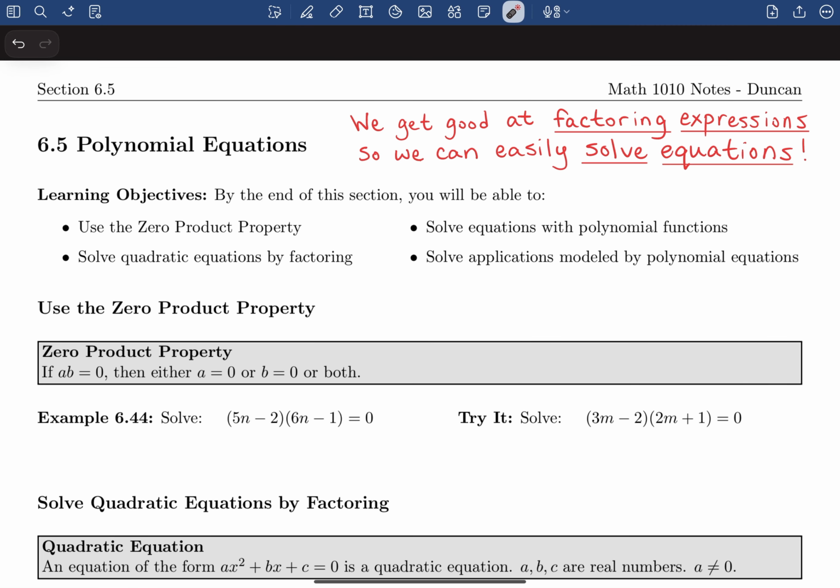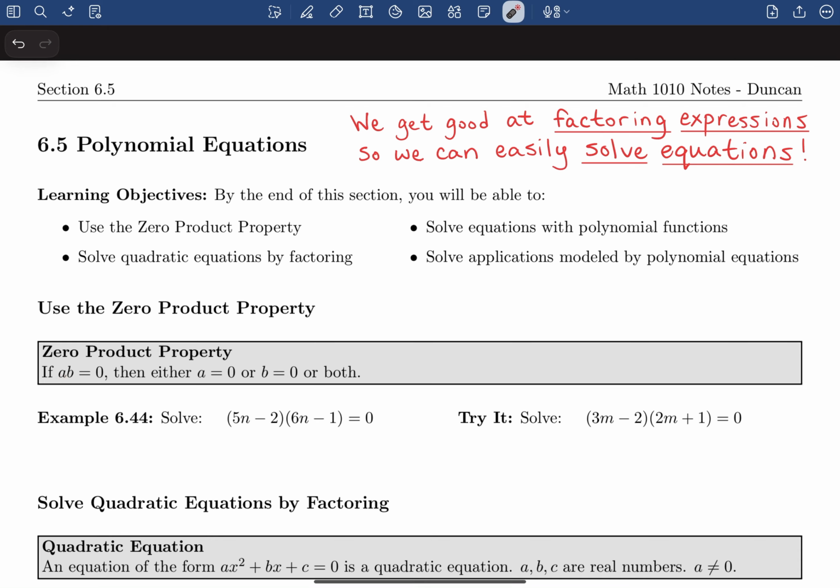Okay, with those factoring skills, we can now solve equations, and that's the objective today, is to solve polynomial equations. And to do it, we're going to need to use the zero product property, so let's discuss that. The zero product property says if a times b equals 0, then either a must equal 0, or b must equal 0, or both equal 0. All right? So if I have two factors that are multiplied together and they equal 0, then the first thing is either 0, or the second thing must be 0, or they both must be 0.